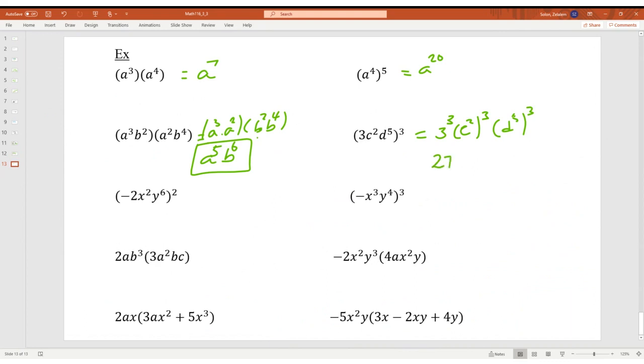Now, this is a power of a power. When you have a power of a power, you multiply. So 2 times 3 is 6. So I have c to the power of 6. Then 5 times 3 is 15. Oh, sorry. You have d to the power of 15.